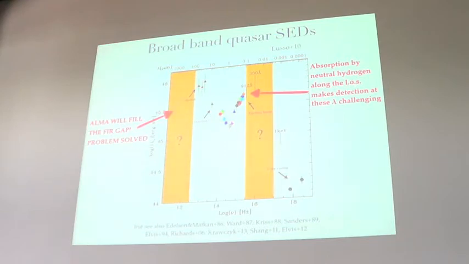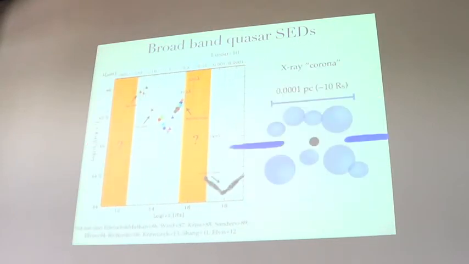And I'm going to guide you on a journey through this broadband quasar spectral energy distribution as my introduction, and I'm going to focus on the optical UV part. So let's start from the X-ray. Here we are very close to the black hole. This is what is called the X-ray mysterious corona, which is a plasma of relativistic electrons that Compton scatters photons coming from the disk.